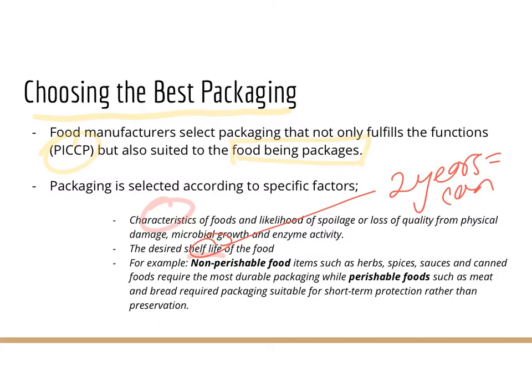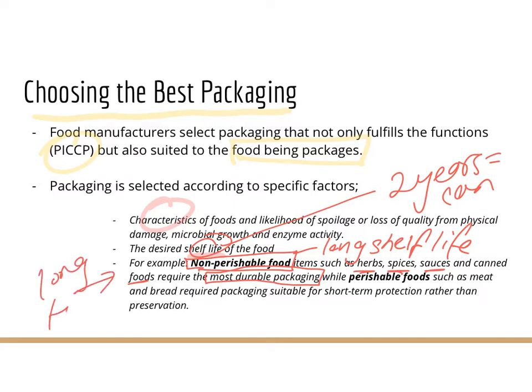Another good example is non-perishable food items, so those food products that do have a long shelf life, okay, so they do retain their freshness and their quality for an extended period of time. These are foods like dried herbs, spices, sauces, and canned foods. They require the most durable type of packaging. The reason why is they need to be able to last on a shelf for a long time. And packaging needs to be durable, it needs to be sturdy, and it needs to be able to withstand all of these factors that have been identified above. Okay, so they need to be able to withstand things like physical damage, microbial growth, and enzymatic activity in order to have a really long shelf life.